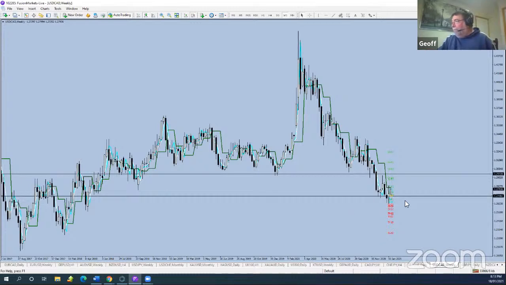Yeah, I probably haven't got that much confidence in it, to be honest. It's a lovely little tweezer bottom sitting there. Definitely back to 129.70 odd. So yeah, I'd trade it for sure. I've just got to get that higher low.